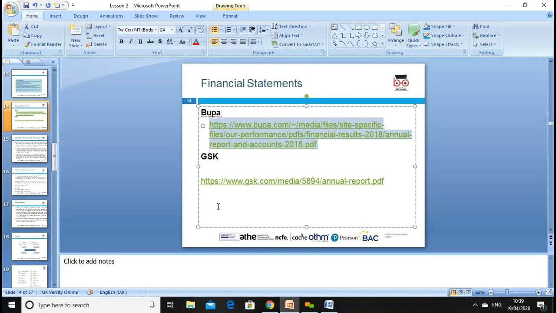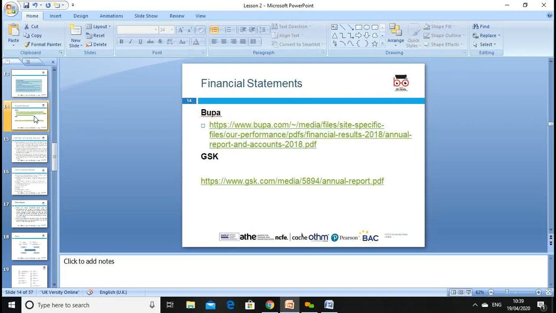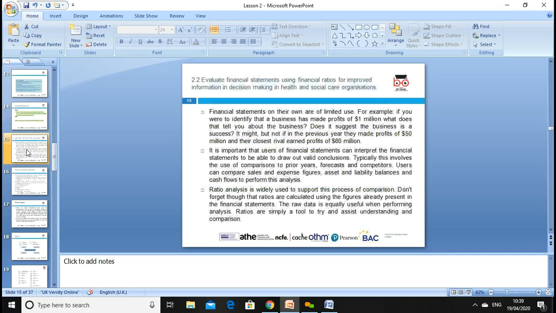We can do the same way, copying this link for GSK, GlaxoSmithKline, which used to be called GlaxoSmith and Kline, different companies. When they merged together, it became GlaxoSmithKline.